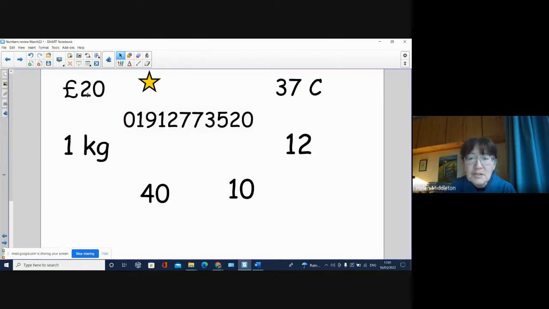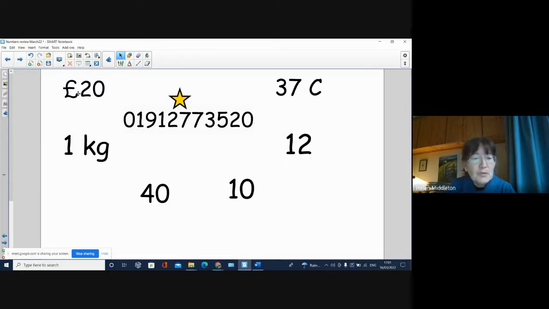Okay, time to look at some numbers. Look at these numbers. Not everything here is really a number. That's a lot of numbers. 0, 1, 9, 1, 2, 7, 7, 3, 5, 2, 0. Sometimes we say O, sometimes we say 0. But here we won't say O. These are zeros. Okay, so that's a long number.